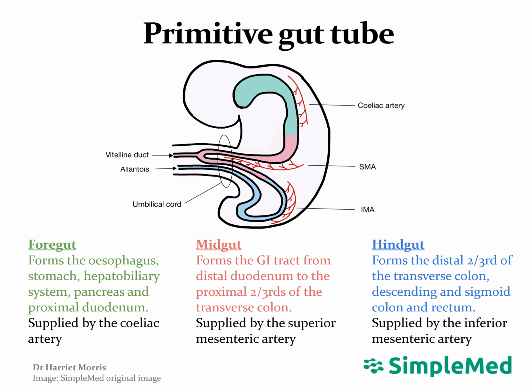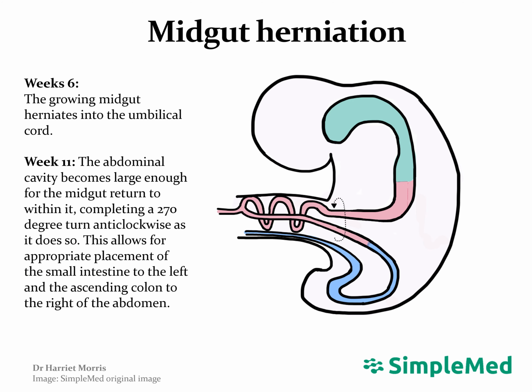As we can see on this diagram, the midgut has pushed its way into the umbilical cord. This is known as midgut herniation and will be discussed on the next slide. Midgut herniation occurs during the 6th week of gestation. It happens because as the midgut grows and develops, it doesn't have any room to do so within the confines of the embryo itself. Therefore, the midgut has to push its way into the umbilical cord to allow it to grow even more.